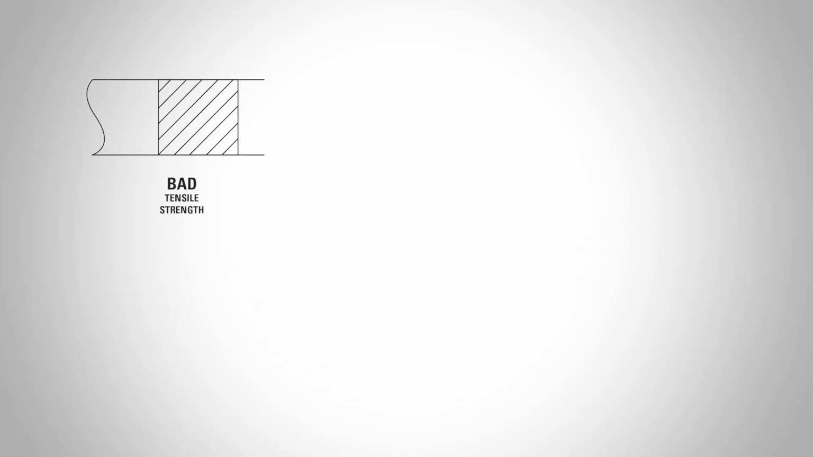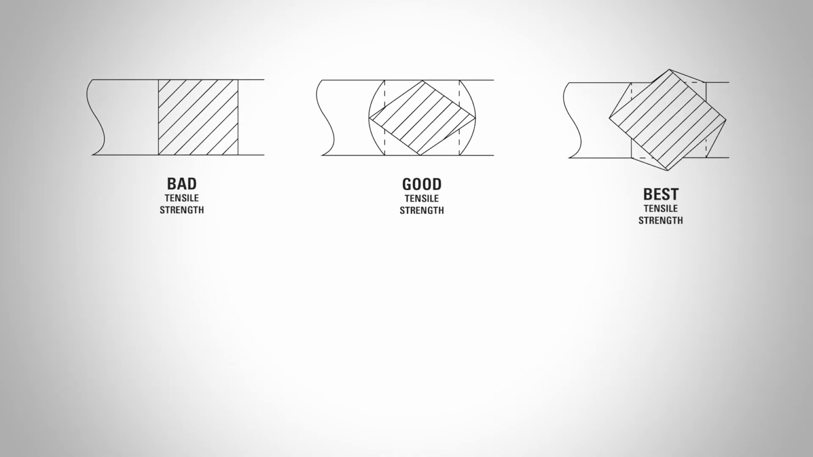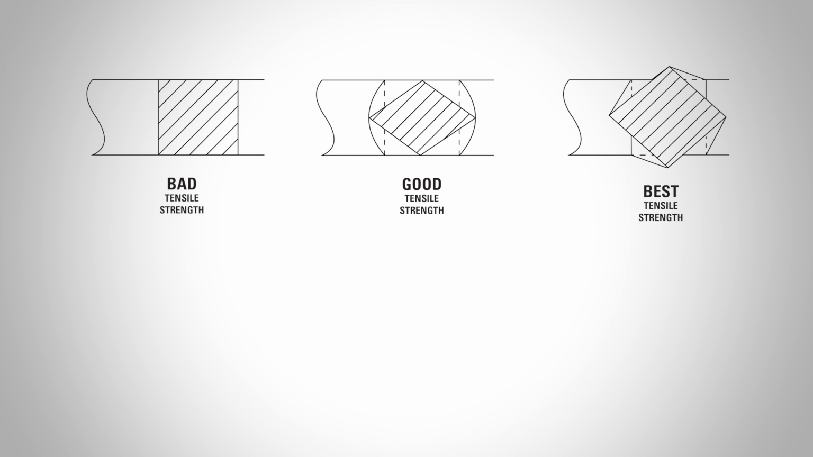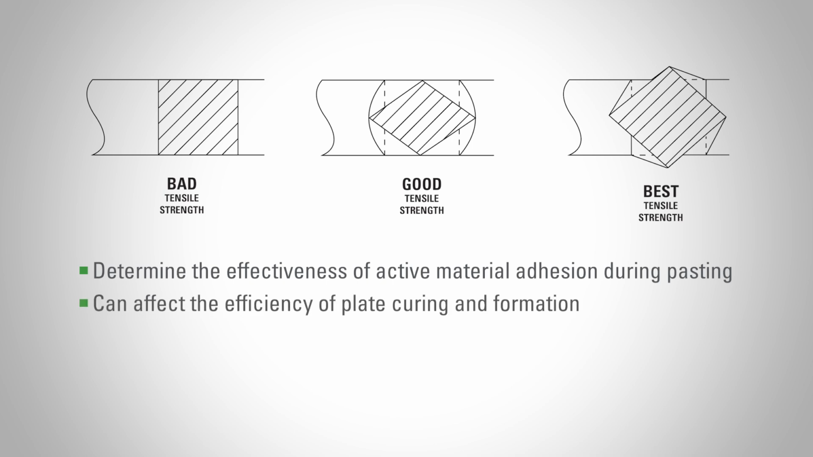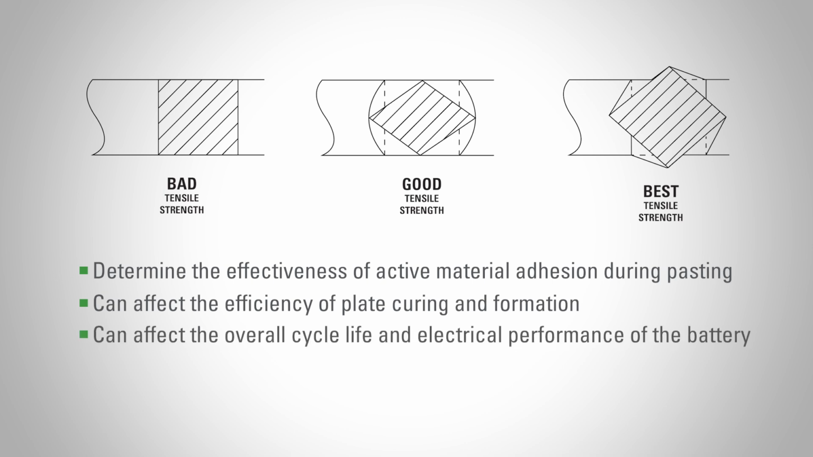Grid and the grid wire design that we've been talking about here really boils down to determining the effectiveness of that grid to hold the active material during pasting. It can affect the efficiency of the curing and formation process that we're going to be talking about a little bit later, and it can affect the overall cycle life and electrical performance of the battery. So a punched grid design that has a flat surface has very bad tensile strength.